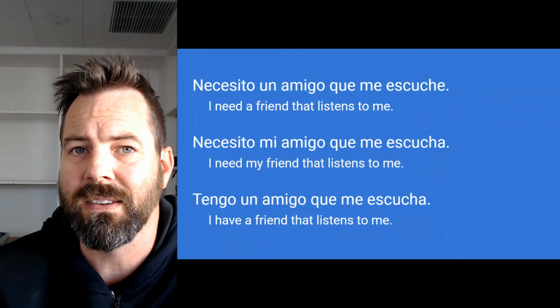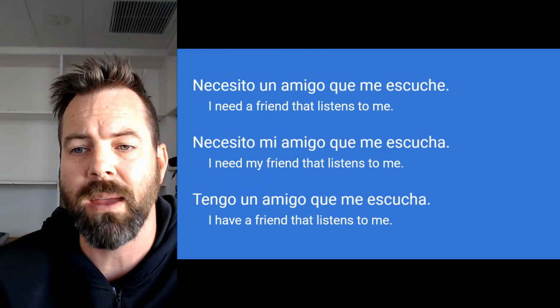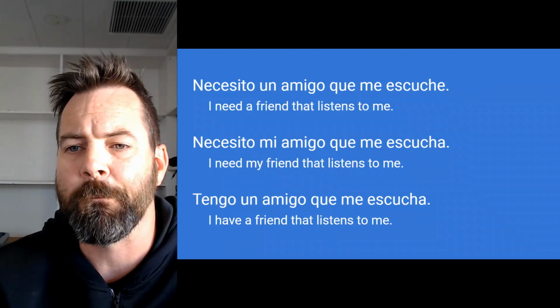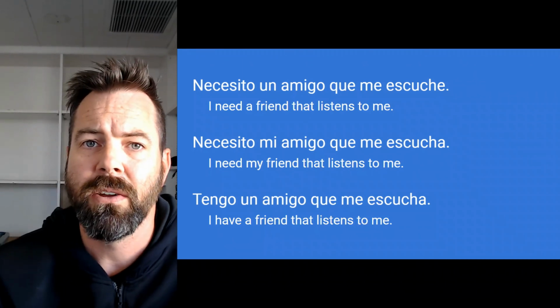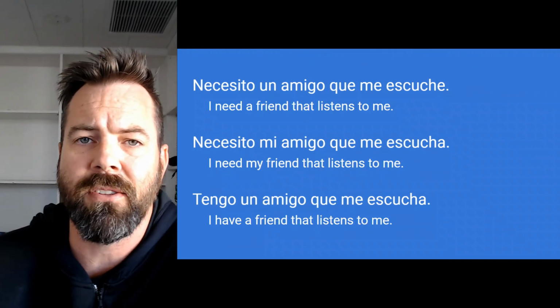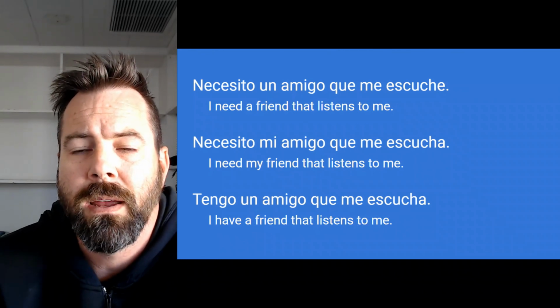Those last two sentences, there is a specific person in mind. But that first one, the necesito un amigo que me escuche, that is not a specific person, and you don't have them. There's uncertainty about who that is or if they exist or not, so you do need subjunctive with that. And that's how it works.